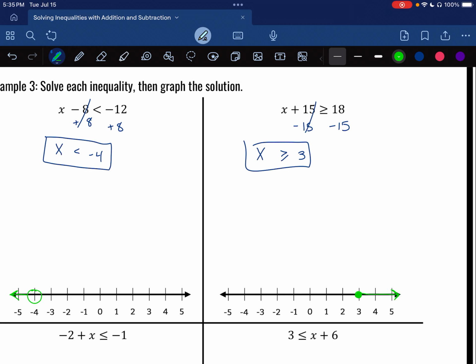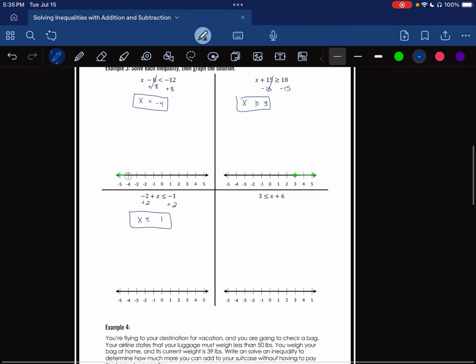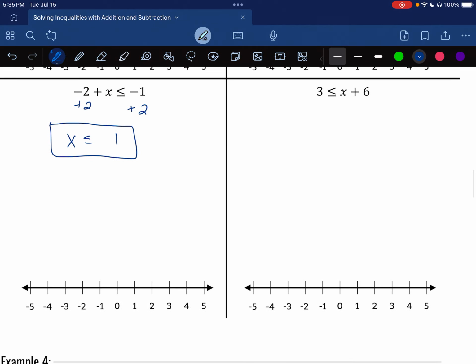All right, last two. Now we can add 2 to both sides. I've got x is less than or equal to 1. And feel free, right? That's the glory of these videos, you can speed up or slow down or pause or go back and really mold this to whatever level of support you need. So here we have x is less than or equal to 1.